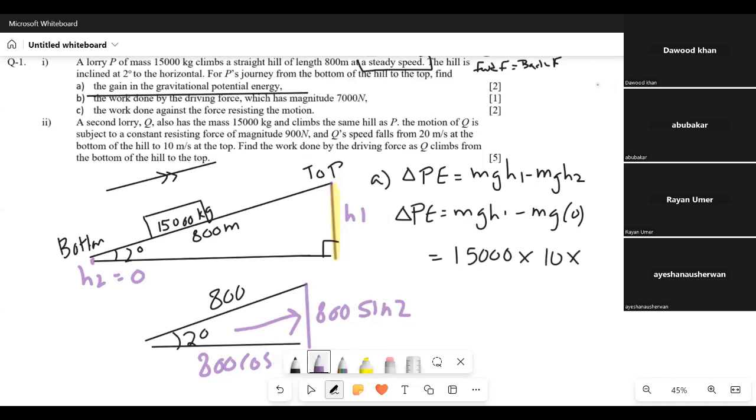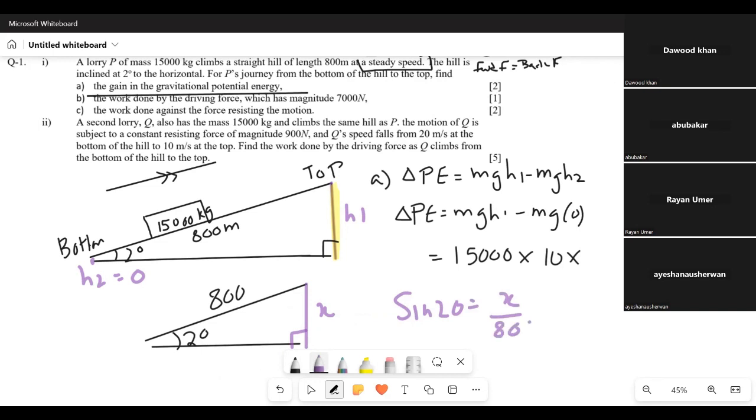But if you're not comfortable doing it this way, then you have to use the longer approach. Let's call this x. And now we will have to use, so sine 2 is equals to opposite over hypotenuse. So x is equals to 800 sine 2. Okay, so h is going to be 800 sine 2.